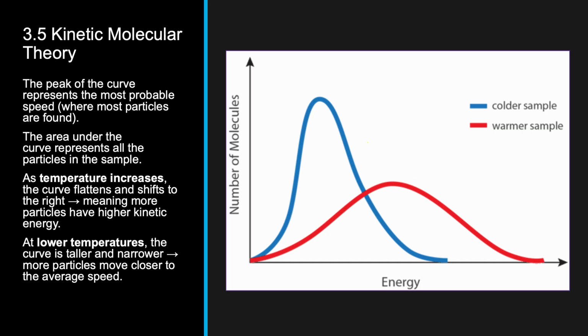The peak of the curve always shows the most probable speed, while the entire area under the curve represents all of the particles in the sample. So as temperature goes up, particle speeds spread out, and the average energy of the gas increases. Exactly what kinetic molecular theory predicts.